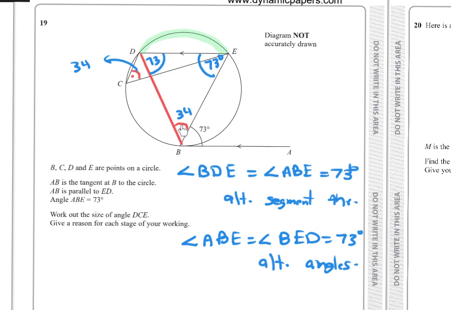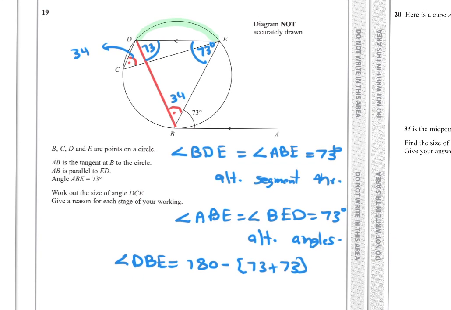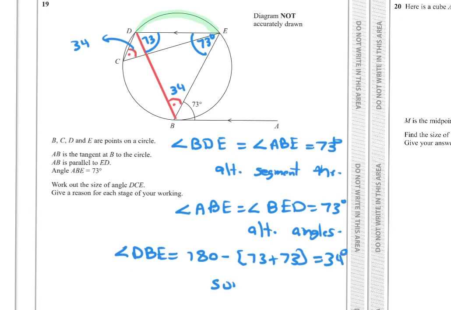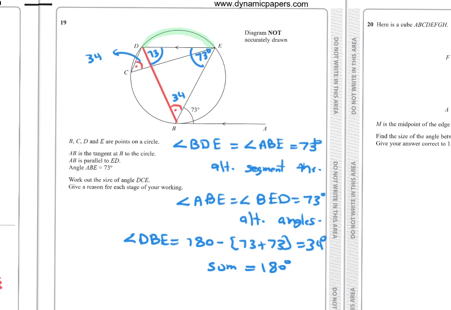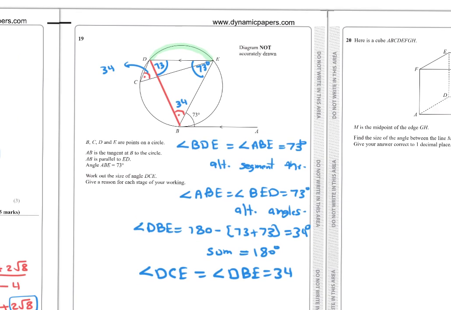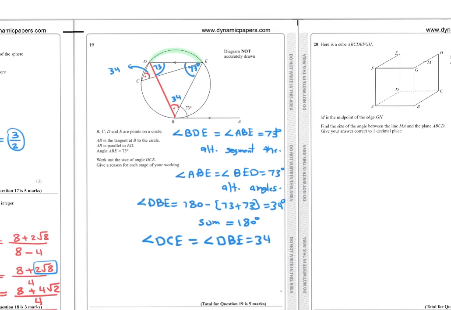Now we can find the angle DBE. Angle DBE equals 180 minus 73 plus 73, which equals 34, because the sum of interior angles of a triangle equals 180. Now angle DCE equals angle DBE equals 34. This angle equals that one, 34, because opposite to the same arc. So we can say opposite to same arc.